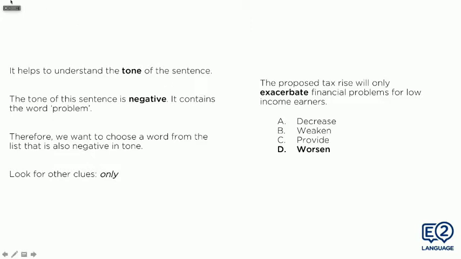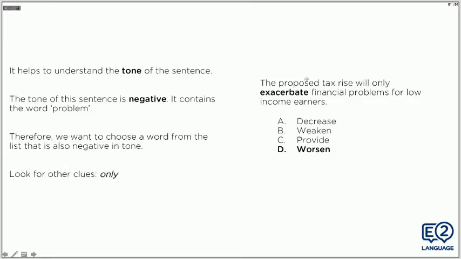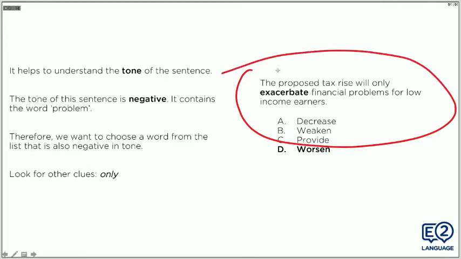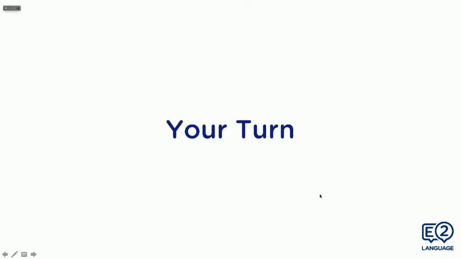There's another thing going on here too, which is called a collocation. So let's just strip this sentence back here. The proposed tax rise will only exacerbate financial problems. Well, there's actually a collocation here, which is you exacerbate problems. So sometimes, let's replace it. You can decrease problems, weaken problems, provide problems, or worsen problems. Well, we can see that, yes, the collocation is exacerbate here. And the one you can replace it with is worsen. So that may help you as well.